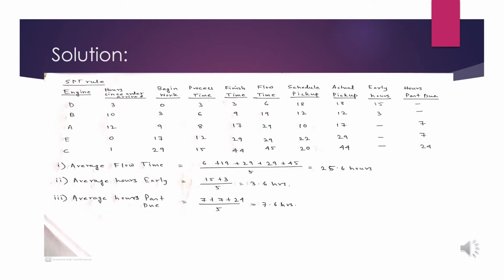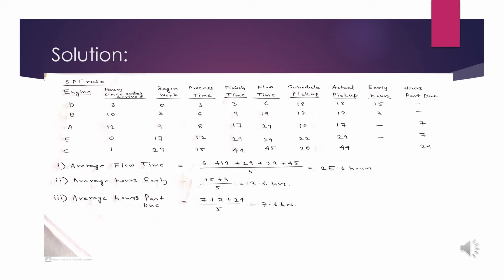Now the same problem can be scheduled in a different way under the shortest processing time rule, which we will be talking about here. If we reorganize the works or the engines based on the shortest processing time, we can rearrange the work as D, B, A, E and C, whose processing times are 3, 6, 8, 12 and 15 respectively.